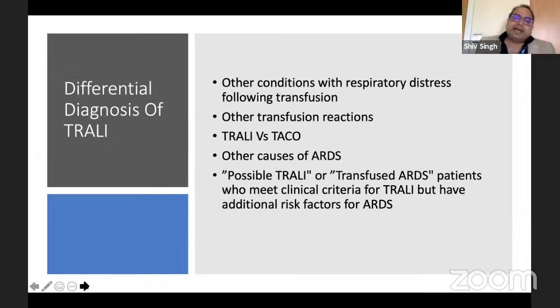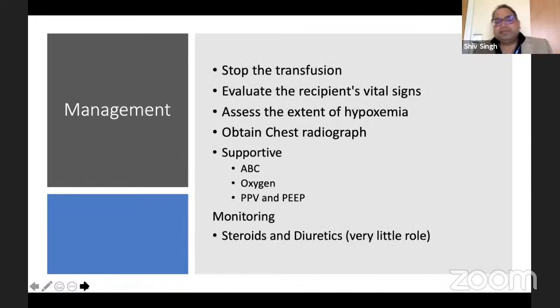So, what is the differential diagnosis for TRALI? Other conditions which lead to respiratory distress following transfusion are part of the differential diagnosis. You also need to think of TACO, where there is fluid overload. You should also think of other causes of acute lung injury or ARDS. Possible TRALI or transfused ARDS was the old term which was used. Those should also be kept in mind.